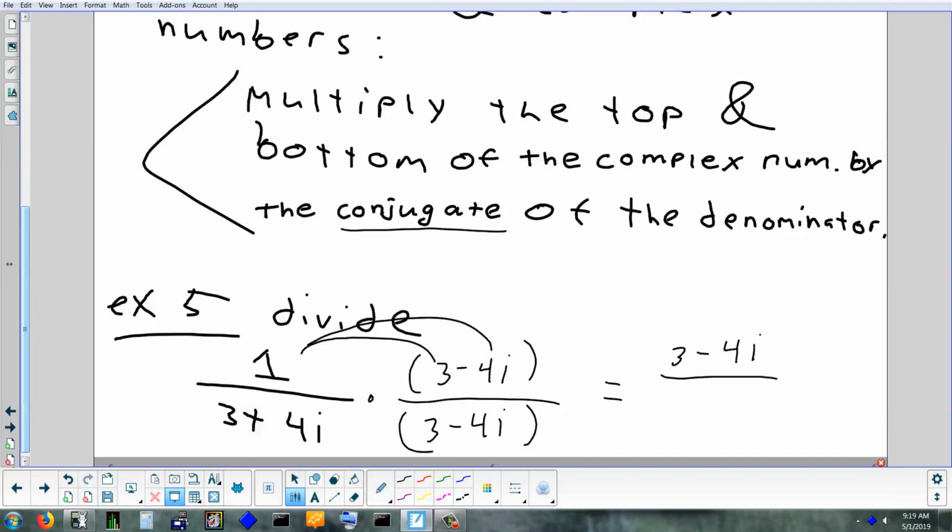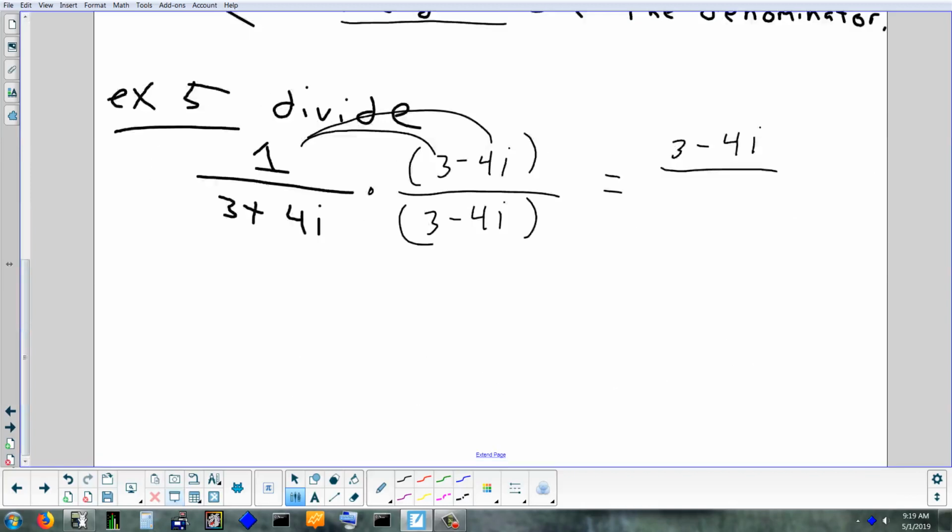Normally we would have to FOIL it out, but they're conjugates. 3 plus 4i, 3 minus 4i. So I'm just going to use the shortcut. What's the real number? 3. And if we square it? 9. What's the imaginary number? 4. And if we square it? That's it. Bottom's done. Just add up 9 and 16. So 3 minus 4i over 25.